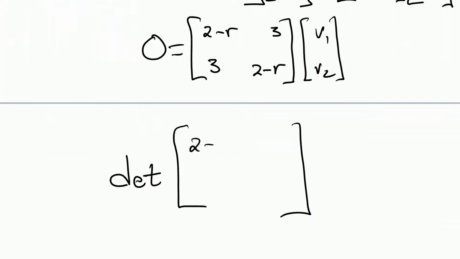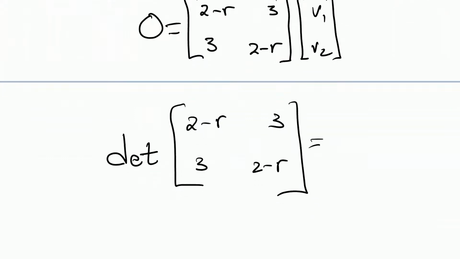So I'm going to do the determinant of this. Bear with me. I will write down the formula in just a minute. So I need to do the determinant of this matrix. This is an easy matrix to do the determinant of. You can just do the diagonal down, diagonal up. So this will be 2 minus r times 2 minus r minus 9. So you do the down diagonal minus the up diagonal.